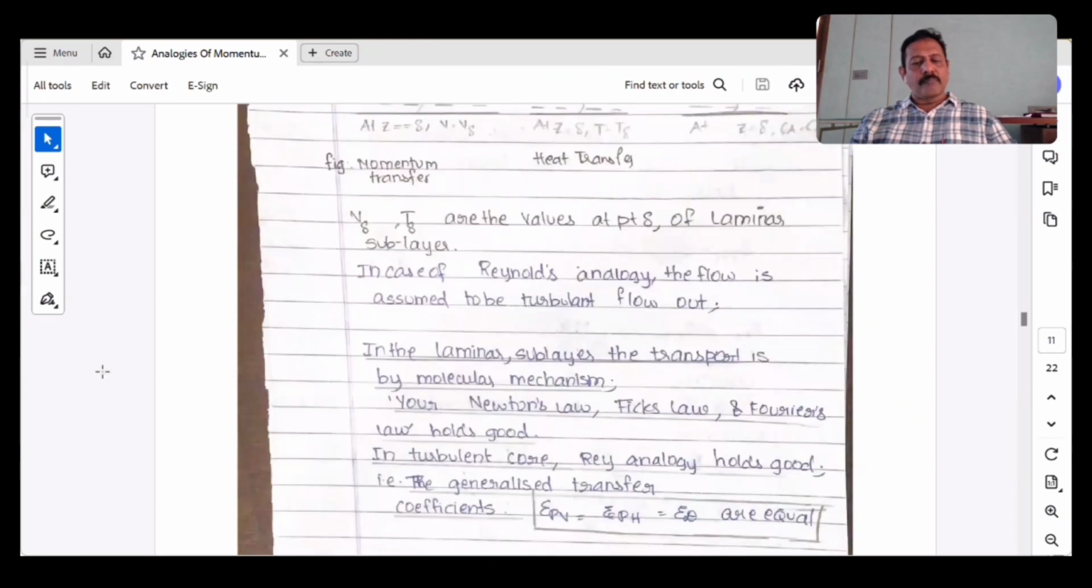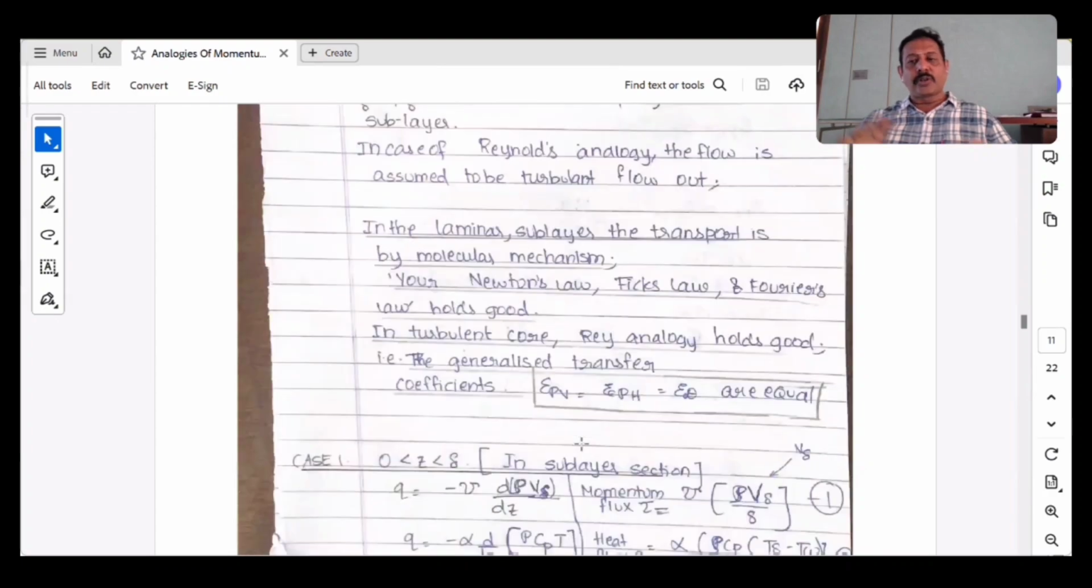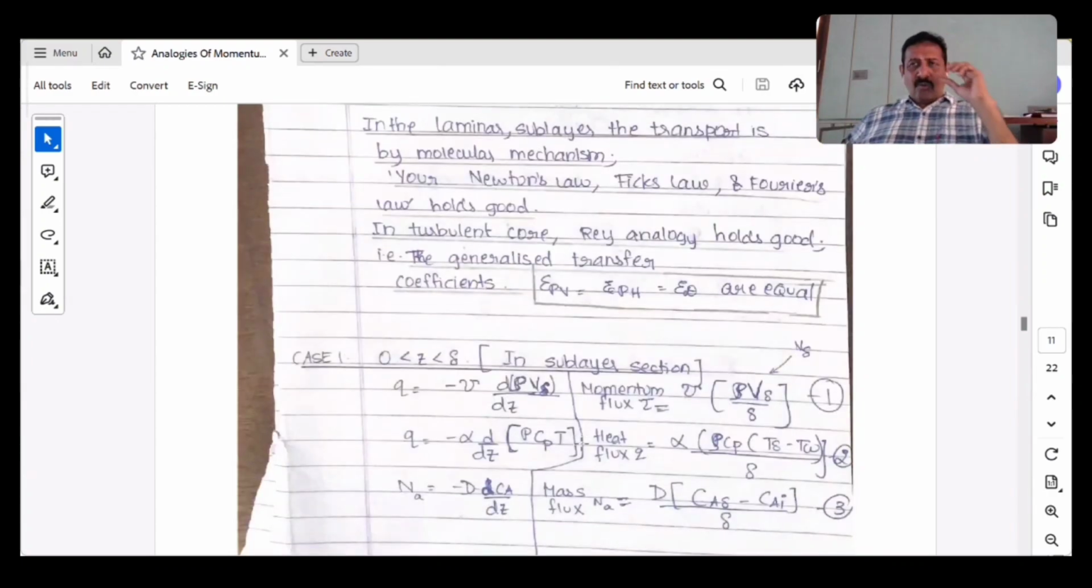So in the laminar sublayer, the transport is by molecular mechanism. I told you, you will divide into two sections: what is happening within the boundary layer, and what is happening beyond the boundary layer. Within the boundary layer, it happens only by molecular mechanism: laminar flow, conduction, diffusion. So we have all the basic laws.